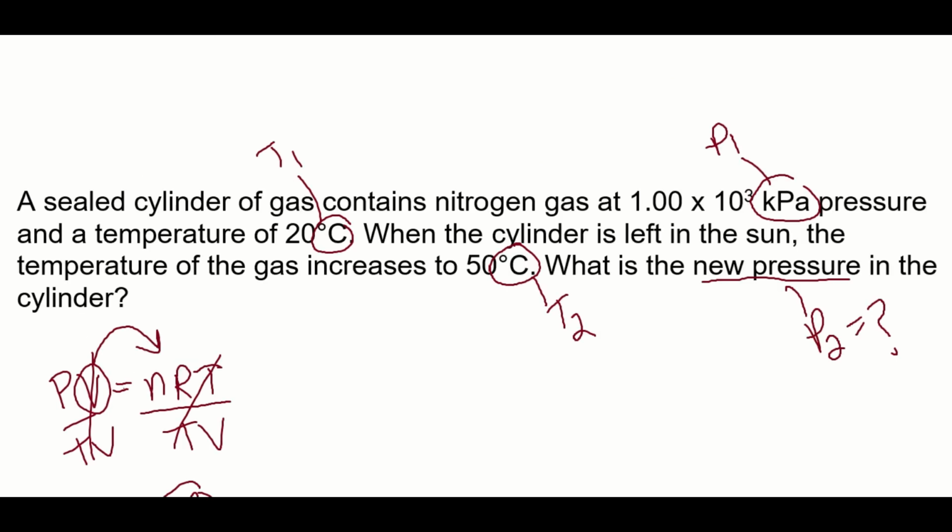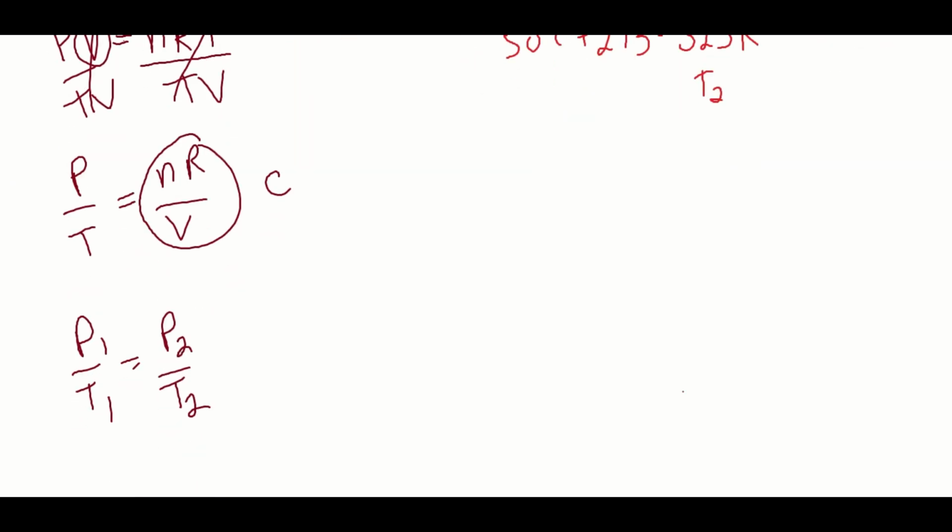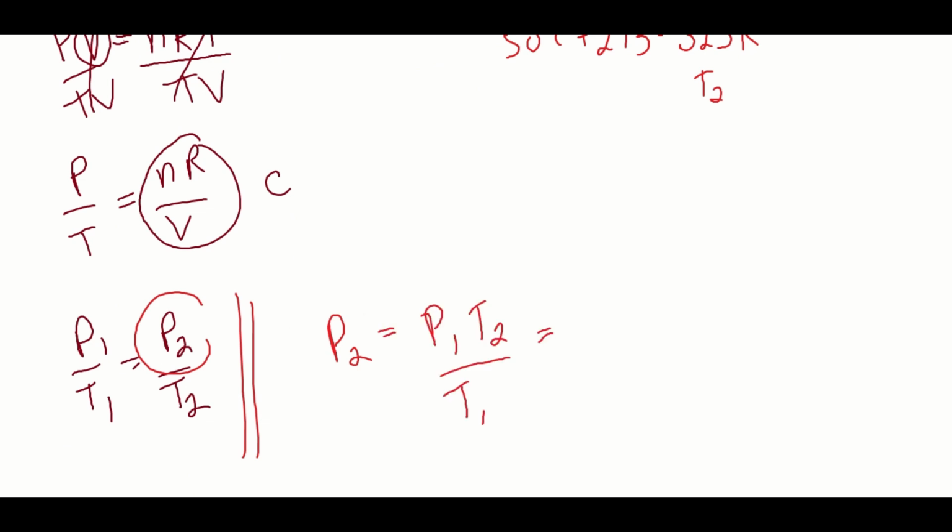Before we start, all our values need to be on absolute scales. So we need to convert all the temperature values from Celsius to Kelvin. We can do that by adding 273. Next, we can rearrange Gay-Lussac's law to solve for the desired variable, which is the final pressure. Now we can plug in our values.